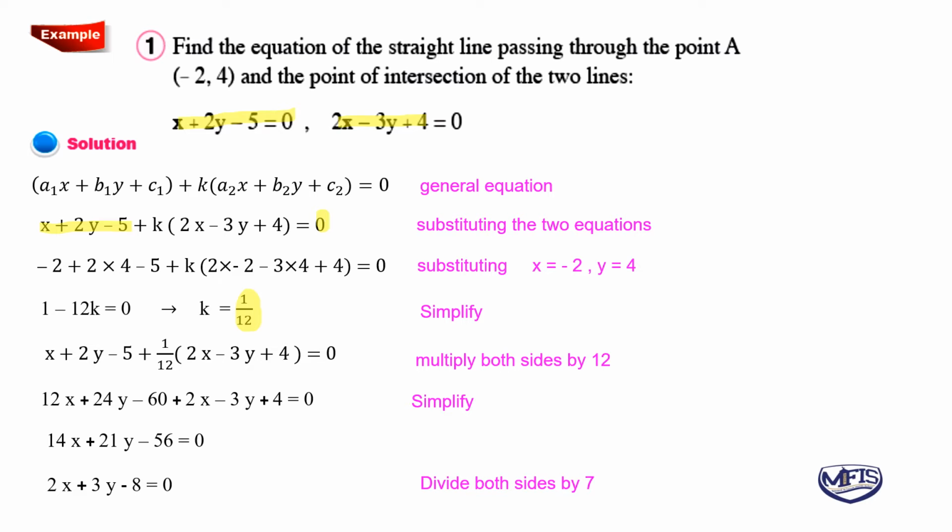So this is the equation of the straight line passing through the point (-2, 4) and the intersection point between the two straight lines x plus 2y minus 5 equals 0 and 2x minus 3y plus 4 equals 0. We can use another solution or another method.